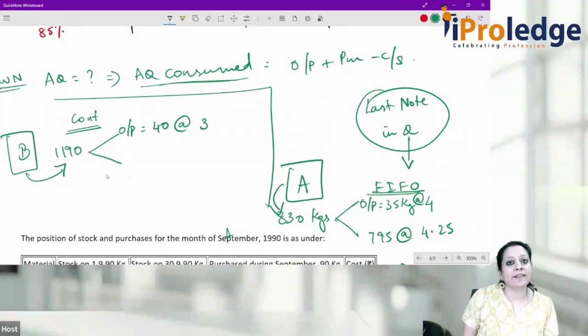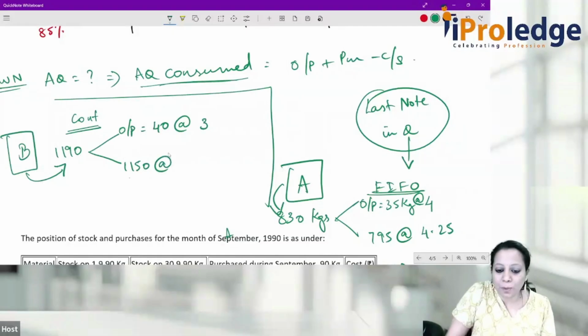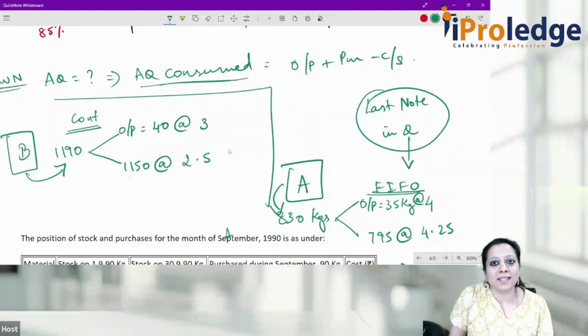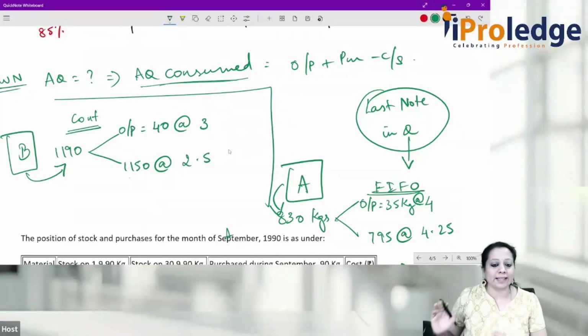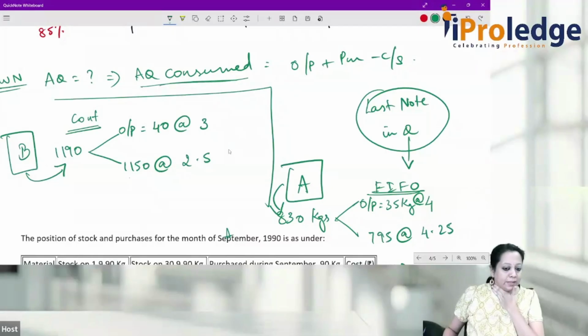Because they have said FIFO, we are doing all this as per the last note. So balance is how much? 1150 kgs. Am I right, students? At the rate of what? 2.5. Correct. Just now we found out 2.5 like that. Please write this down, then we will proceed. It only looks difficult, but it's not as difficult as we think.